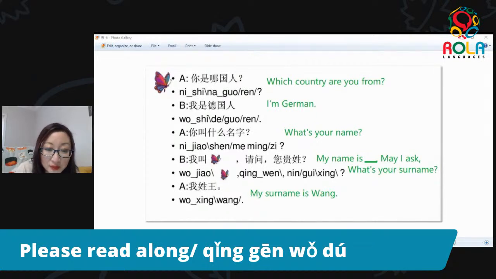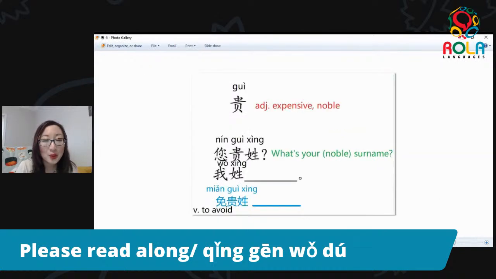贵. Let's go back here. Okay. 贵 as an adjective means expensive or noble. So 您贵姓 is a set phrase. It basically means what is your noble surname? It's a very respectful way to ask about a person's surname, family name.